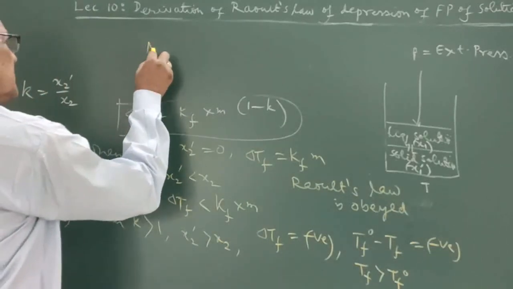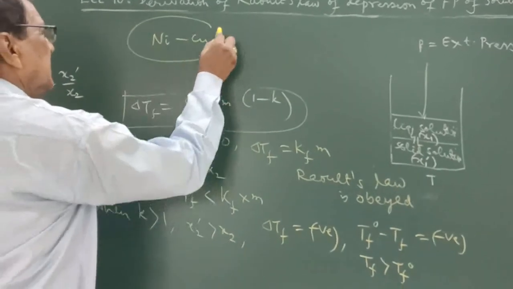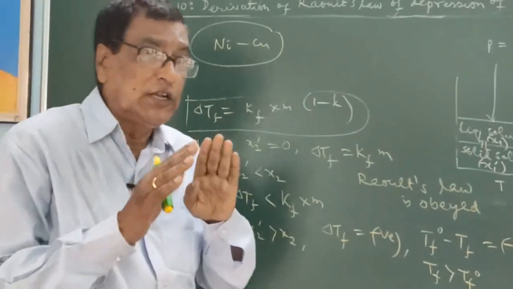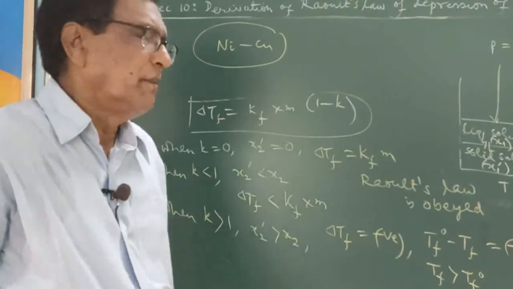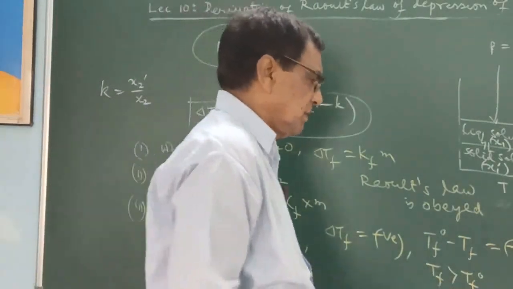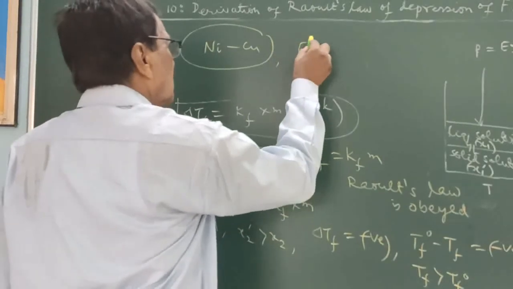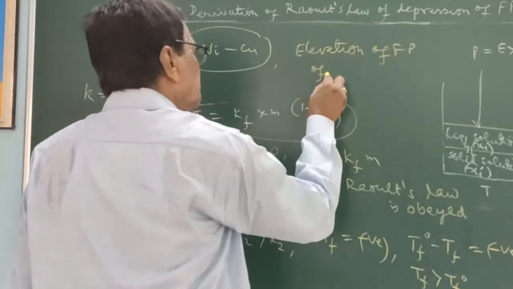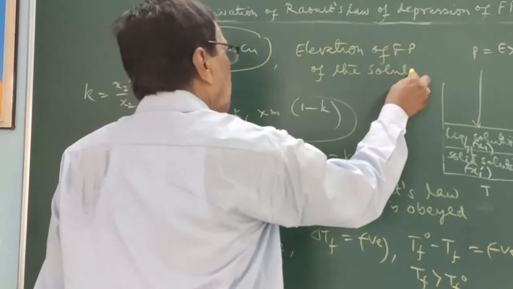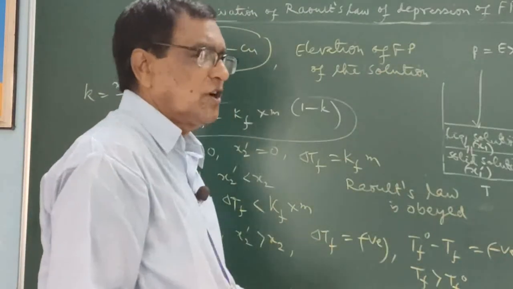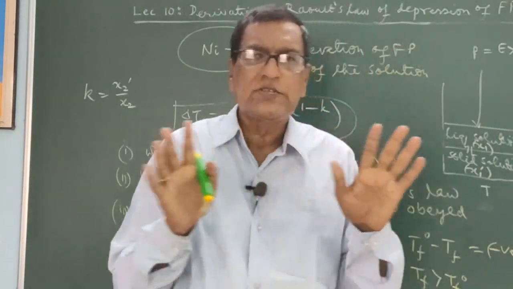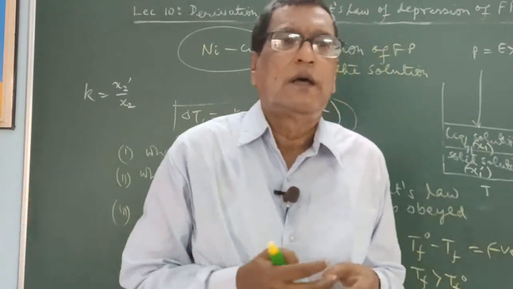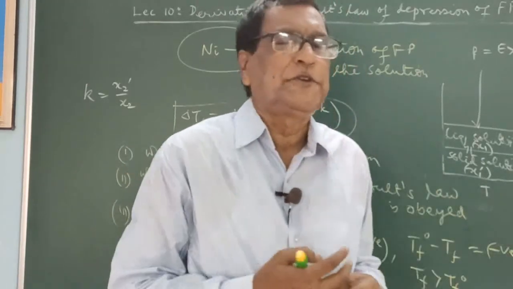And in case of this nickel copper alloy, nickel is found to be more soluble in solid copper than in molten copper, and there occurs the elevation of freezing point of the solution when the solute is more soluble in solid solvent than in liquid solvent. This is all about the derivation, touching all possible points for greater information.